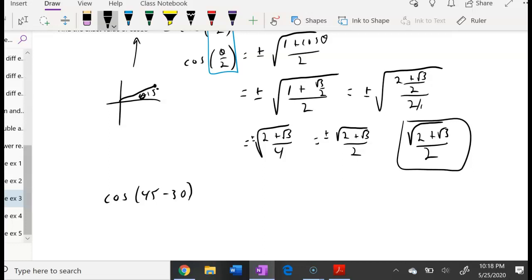So I'm going to pause it and let you guys work this one out, and we're going to compare the two answers. They're going to look a little different, and see what happens. Okay, so try to simplify that using the sum and difference formula.